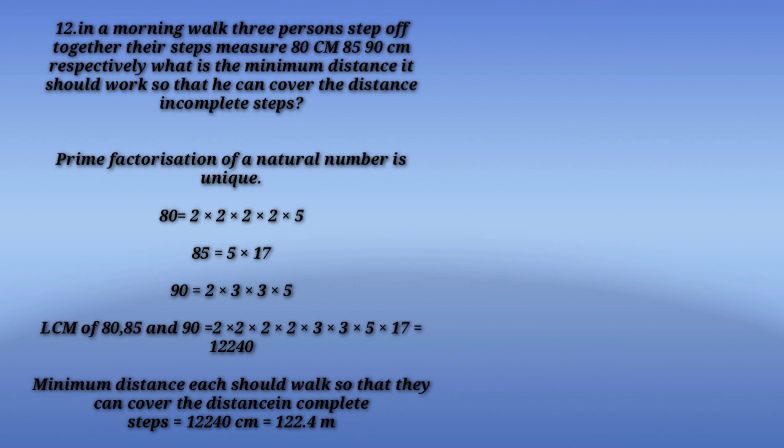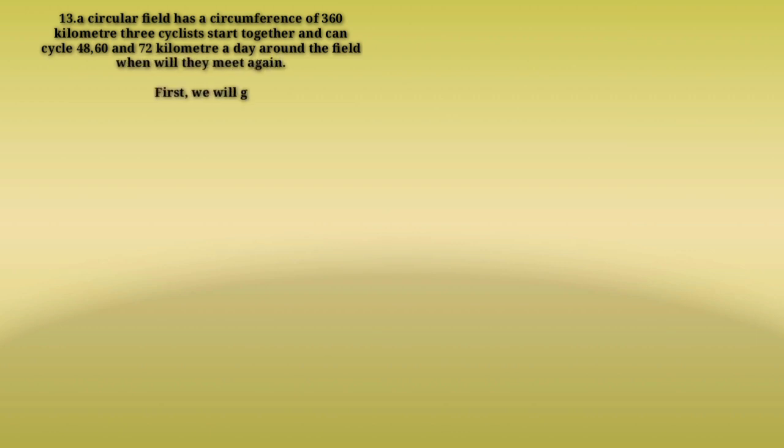Okay students, now moving to the final touch of this video lesson. In this question, a circular field has a circumference of 360 kilometers. 3 cyclists start together and can cycle 48, 60 and 72 kilometers a day around the field. When will they meet again?